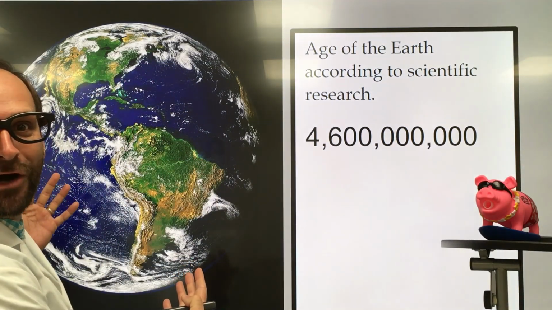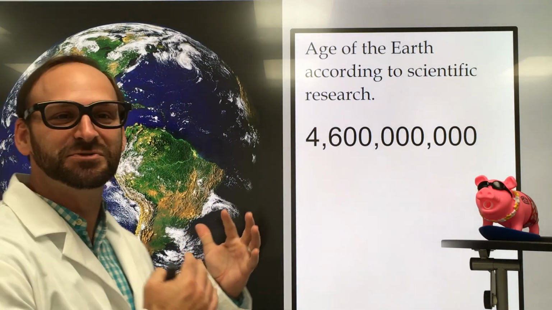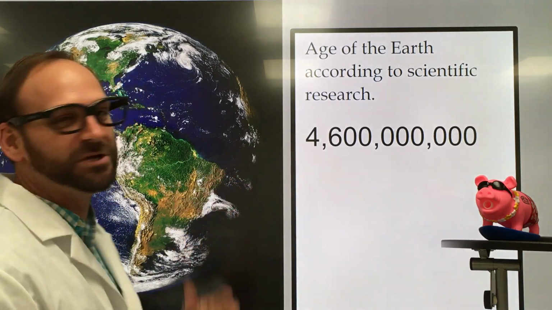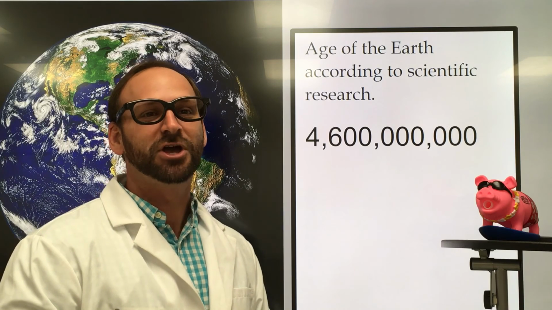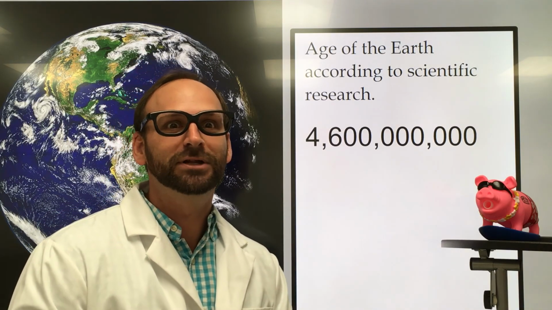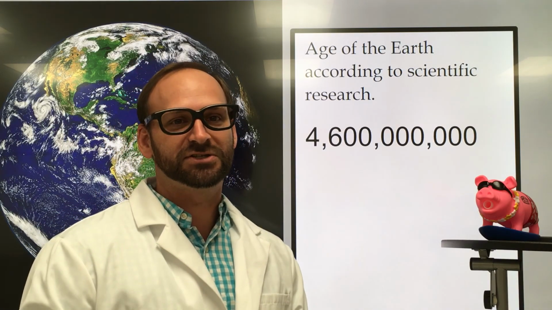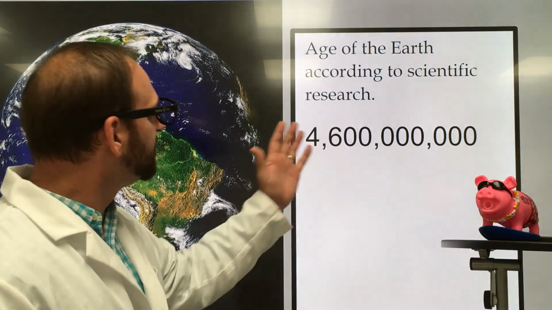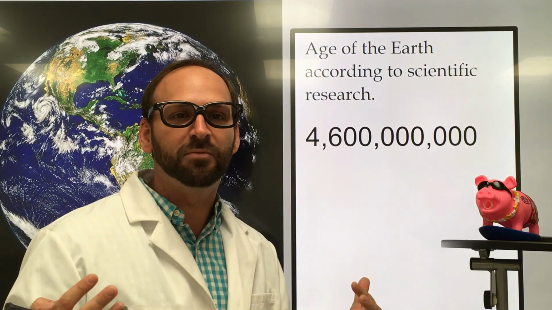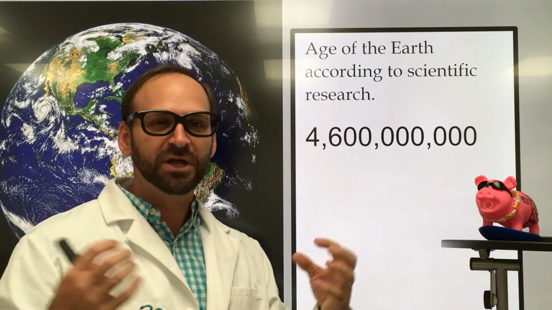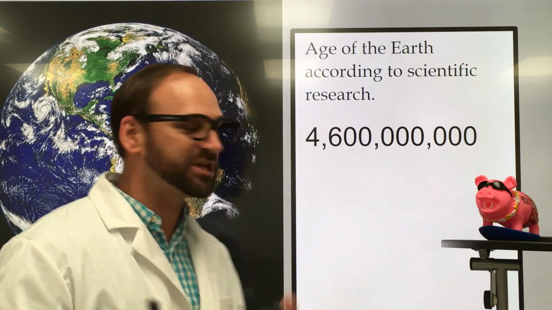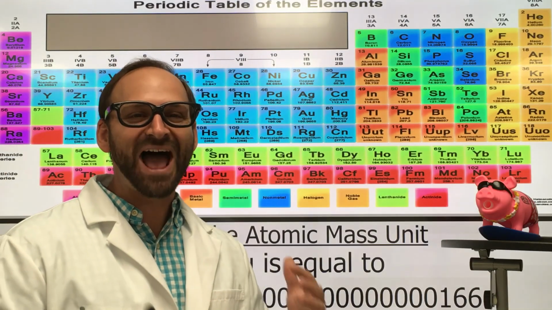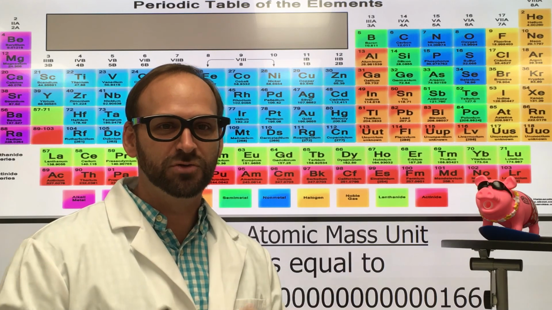Here's planet Earth. Yeah, many scientists believe that planet Earth is around 4,600,000,000 years old. Wow, that's really old, and it's hard to understand sometimes. Scientific notation helps us reduce the number of zeros that might be in a number so that we can better grasp that number.